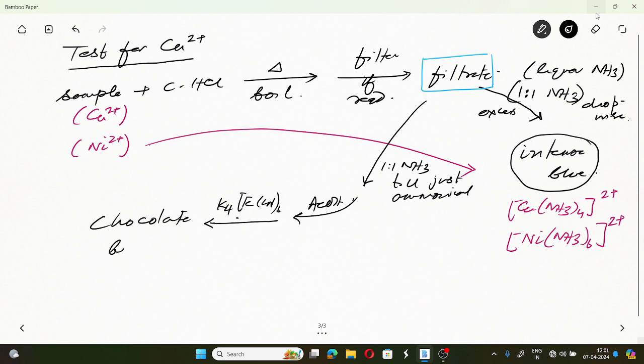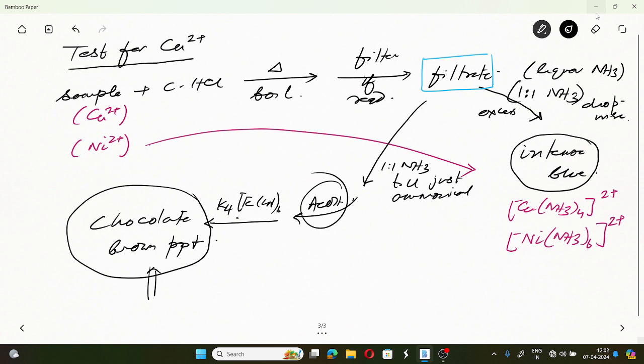You should be careful that this chocolate brown precipitate is not like dark chocolate, it is a light brown color. Normally this chocolate brown precipitate is insoluble in acetic acid medium. That is why the solution should be acidic with respect to acetic acid.